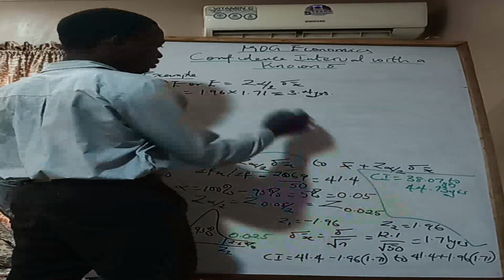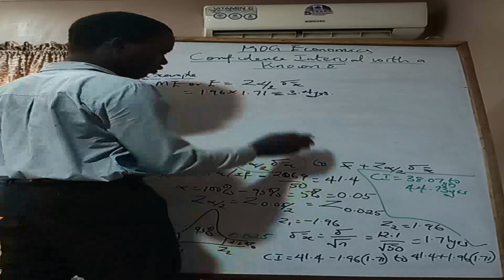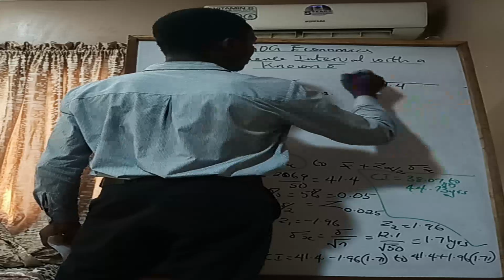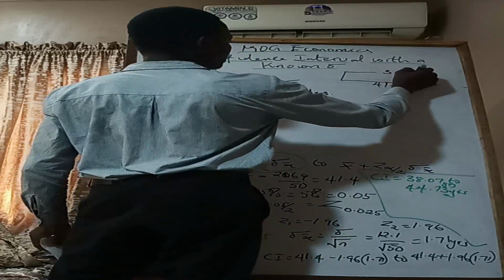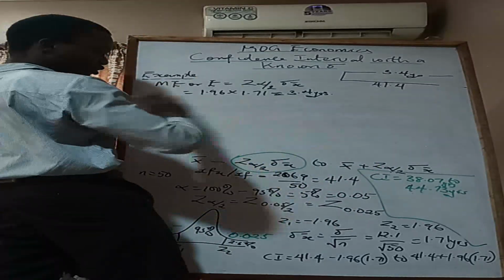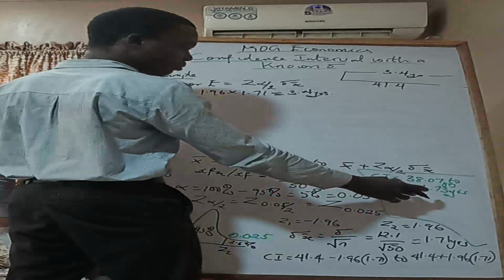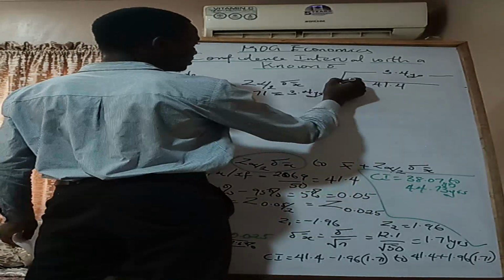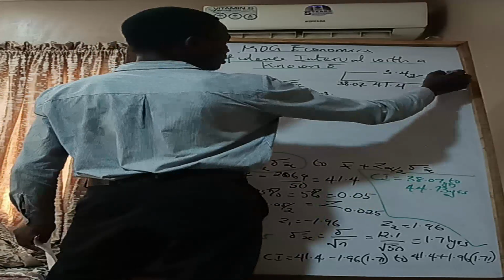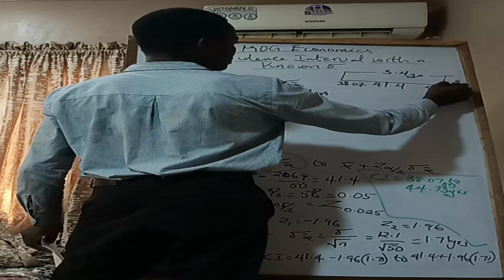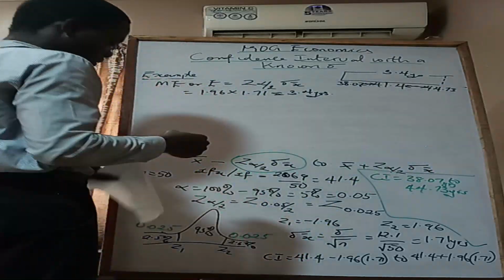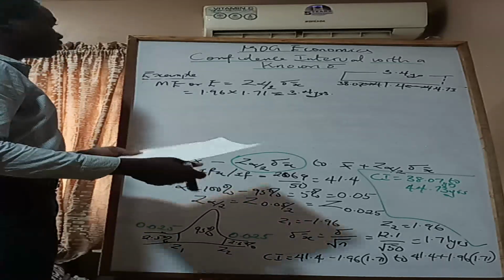So the margin of error is something like this: you have your sample mean, which is 41.4, and your margin of error is approximately 3.4 years. Going towards the negative side, the most you can go is 41.4 minus 3.4, which gives you 38.07 approximately. Then 41.4 plus 3.4 gives you 44.73 approximately. So this gap here and this gap here are equal to your margin of error. So that's about it. You can read more about it.